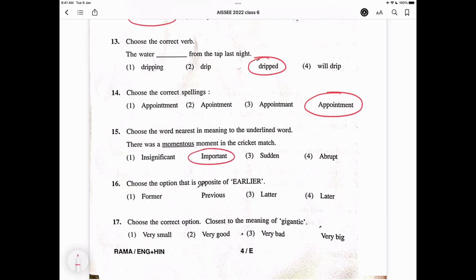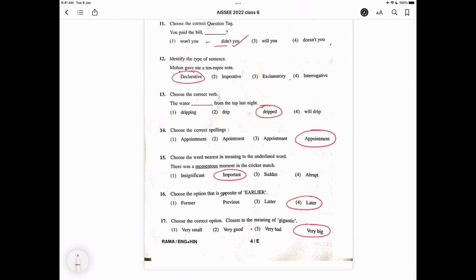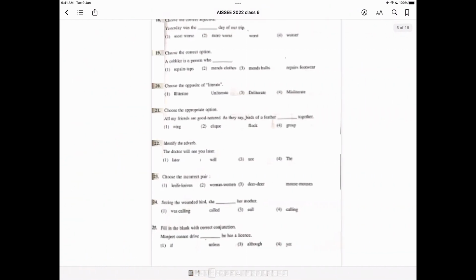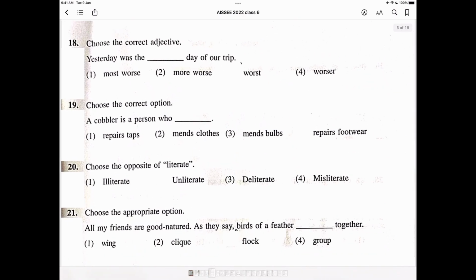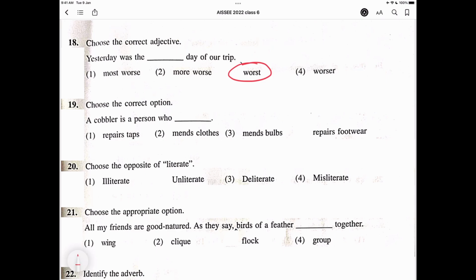For question number 16, D for delta, D part is correct. For question number 17, again D part is correct. Moving on to the next page. For question number 18, C part is correct. Worst. For question number 19, D part is correct. Repairs footwear. For question number 20, A part is correct.